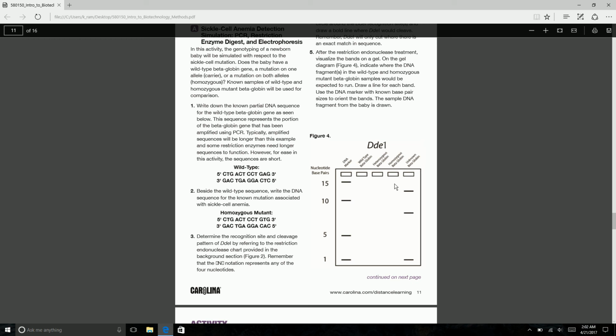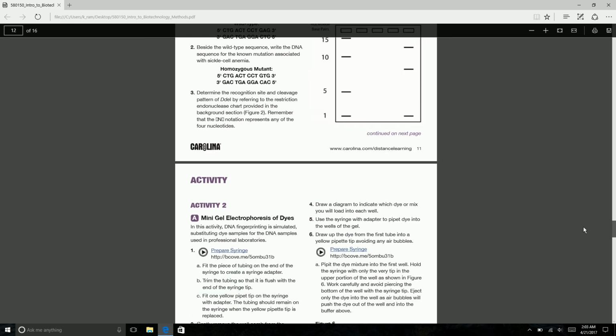Okay, so these are the wells. If the DNA fragments are heavy, they will be more towards the well. If the DNA fragments are lighter, they can move away from the well. So you can see here it's already shown, this is 15 base pairs, this is 10, this is 5, and this is 1. So 15 base pairs out of all these 4 is the heaviest, so it's more towards the well. Then 10, followed by 5, followed by 1. So this is your worksheet.